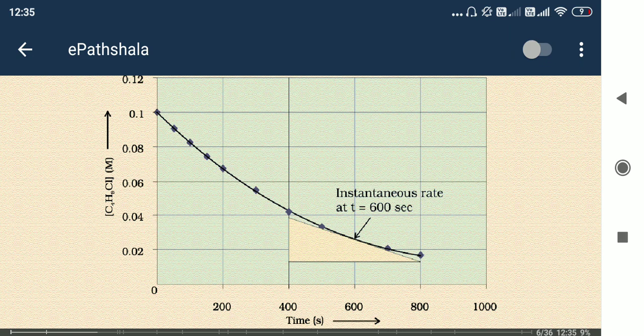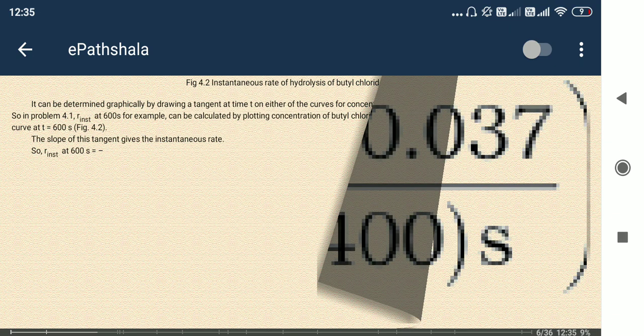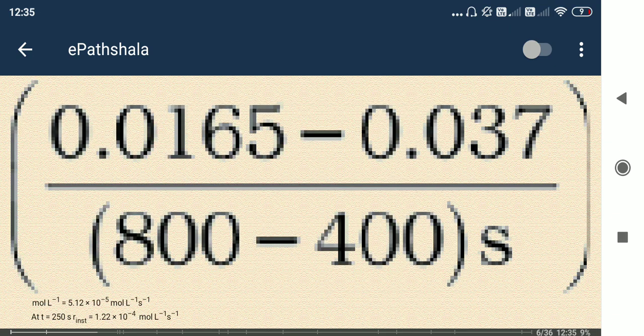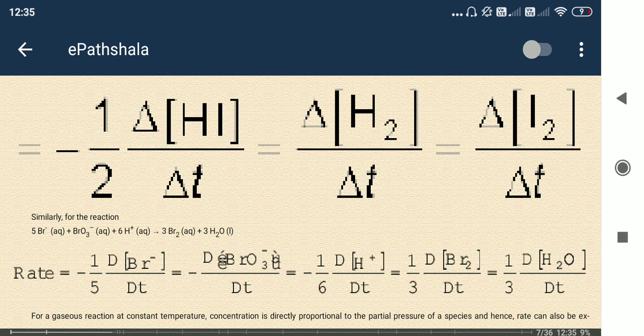So you can see here, the instantaneous reaction rate, it is done already. This is simple, this is fine. Rate of reaction I have already discussed. Okay, so this one is very interesting.